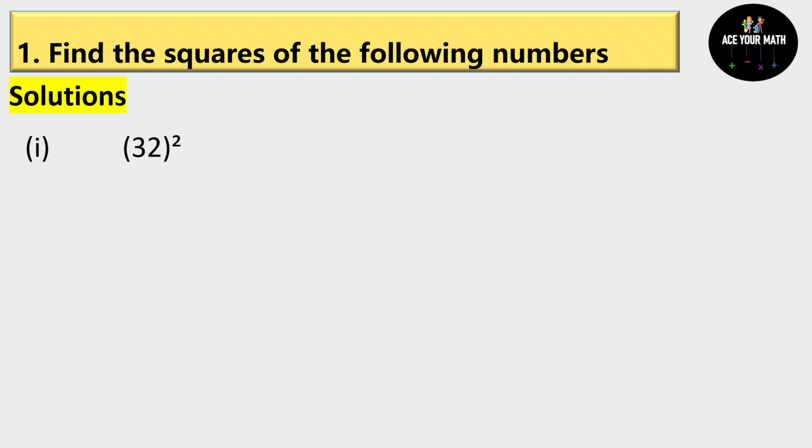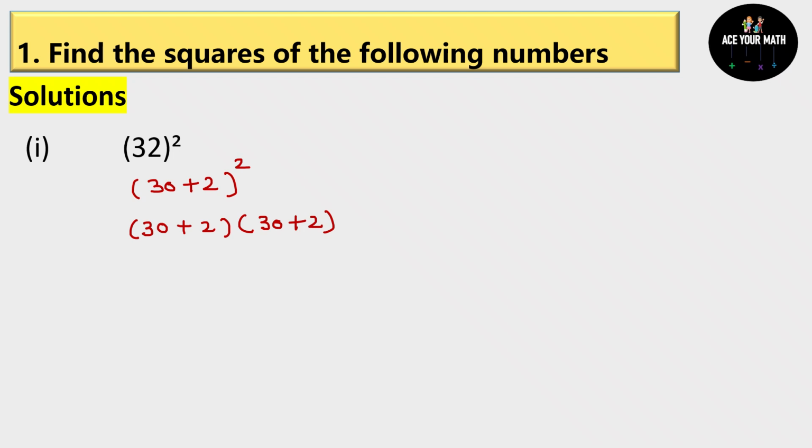See, there are two ways by which we can solve this sum. The one way is given in your textbook and the other one is by using identity. So we will see both the methods. See the first one, I'm taking the one which is given in the textbook. See 32, you can write it as 30 plus 2 and you need to find the square of it. So it means you can write it twice. So you will write 30 plus 2 and then multiply by 30 plus 2.